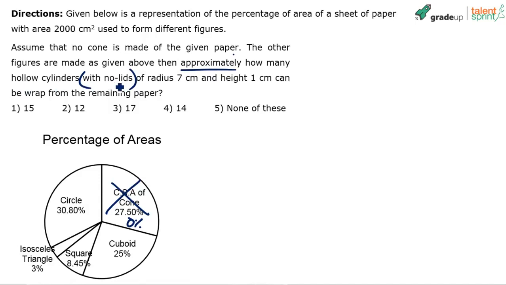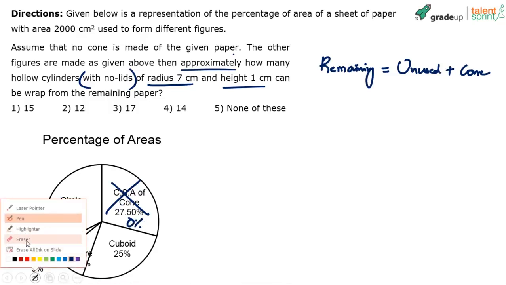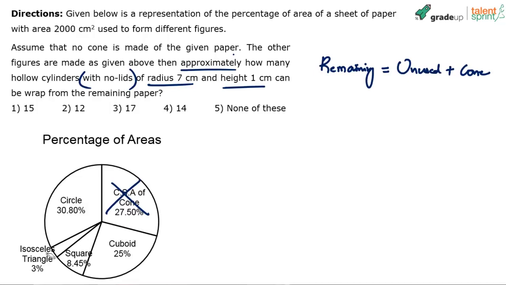So how many hollow cylinders with no lids of radius 7 cm and height 1 cm can be wrapped from the remaining paper? Now remember, here remaining paper means what? You don't have to write this step in the exam, but remaining paper is the unused paper from the beginning plus the cone paper, cone area. There's already some unused paper and the cone area has been saved. How much is the cone area? See, 27.5%. I wrote 0% to indicate that this is saved now. But the idea is that the cone earlier occupied 27.5% of the paper, the curved surface area of the cone. So 27.5% is how much? 550 we have calculated, right? So this 550 is saved.